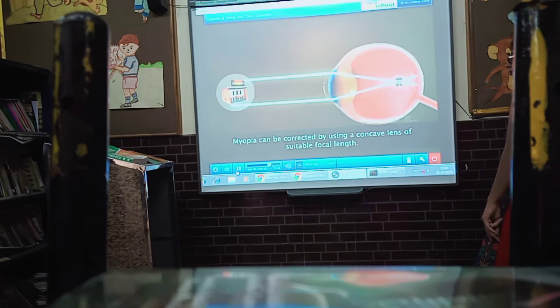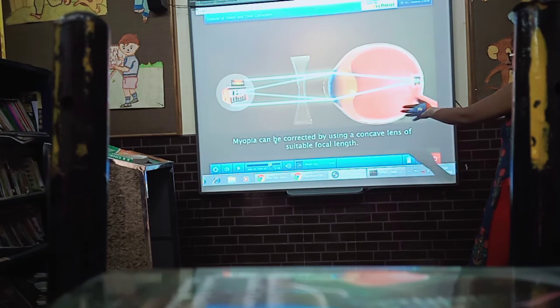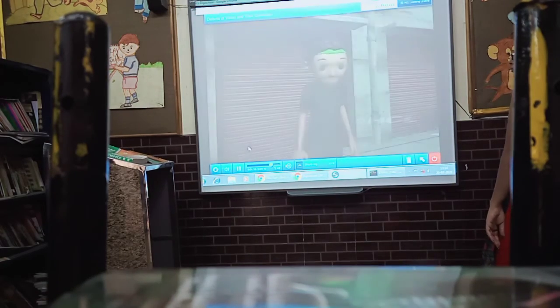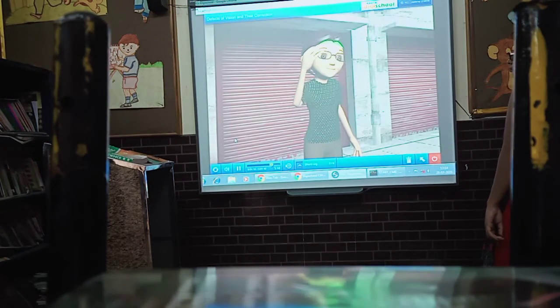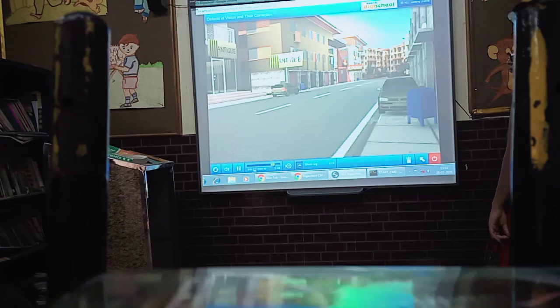How can myopia be corrected? It can be corrected by using a concave lens of suitable focal length. A concave lens of suitable focal length will bring the image back onto the retina, and thus the defect is corrected.